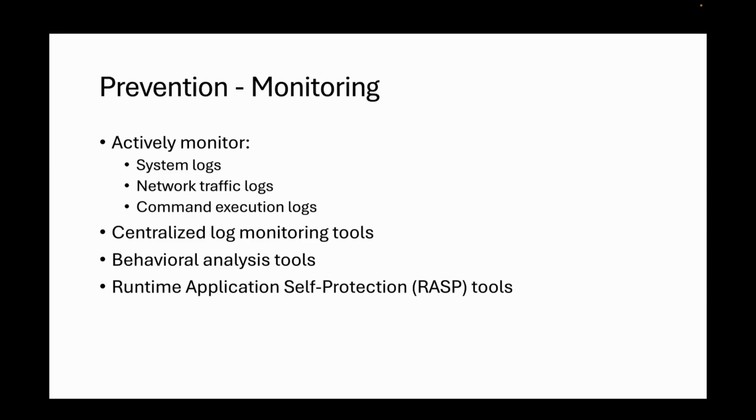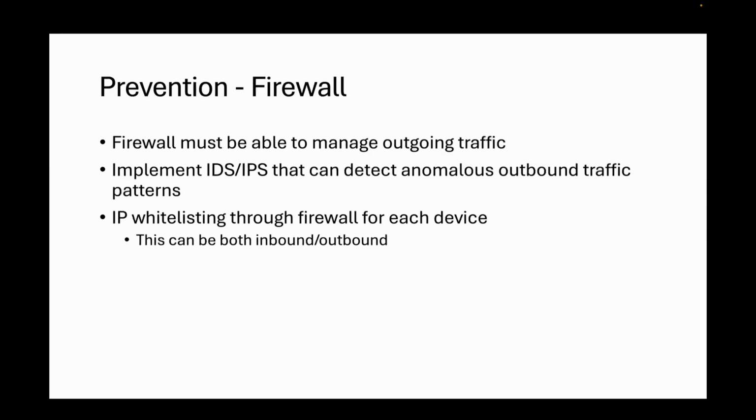Next is going to be monitoring. So if they do happen to get access, these can be detected as anomalous activity over logs. If you monitor system logs, network traffic logs, and command execution logs, if there's anything weird going on, it is going to be pretty obvious to see. Centralized log monitoring tools are good for this because you can see everything at once. Behavioral analysis tools and RASP tools will be able to detect weird executions going on.